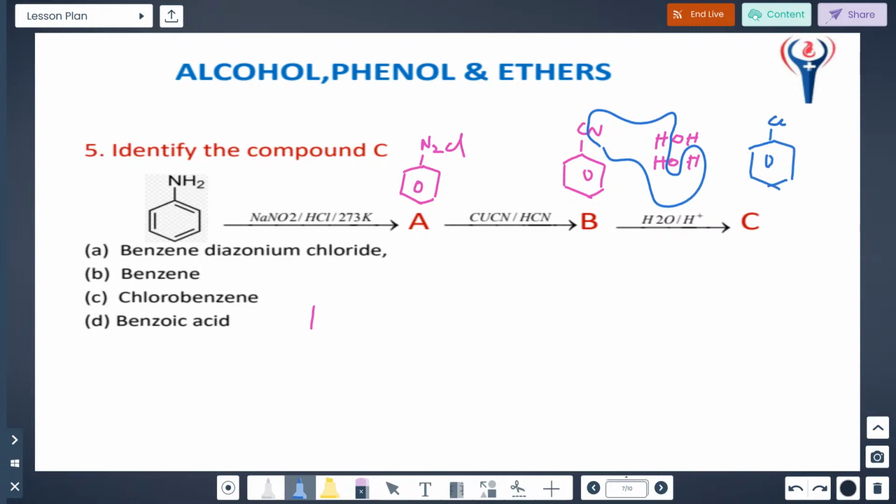On the arrow mark we put the COOH group. Understood? They're asking only for C. C is called benzoic acid. This is the answer. This is called the diazotization process. This is called the Sandmeyer reaction. This is called hydrolysis. Whenever hydrolysis is taking place, cyanide becomes a COOH group. Simply remember. Okay. Next one.